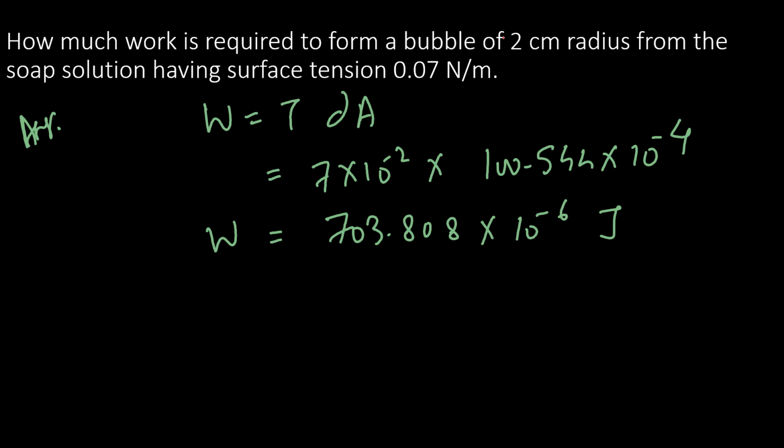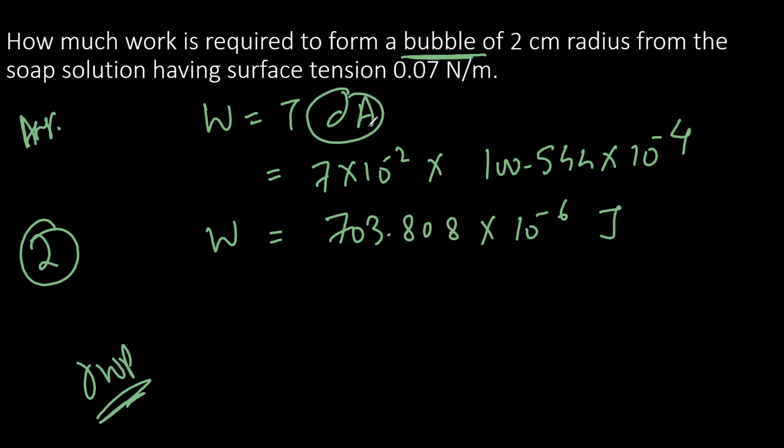Simple, because initial area कुछ नहीं दिया. This is 0, so we can consider the initial area 0. And 2 times क्यों multiply किया? Because it's a bubble. Whenever there is a bubble, you have to multiply the area by 2 because we have 2 surfaces, outer and inner. अगर drop होगा, there is only one surface. But soap bubble होगा, that time this dA should be multiplied by 2. ठीक है? So let's go for the next one.